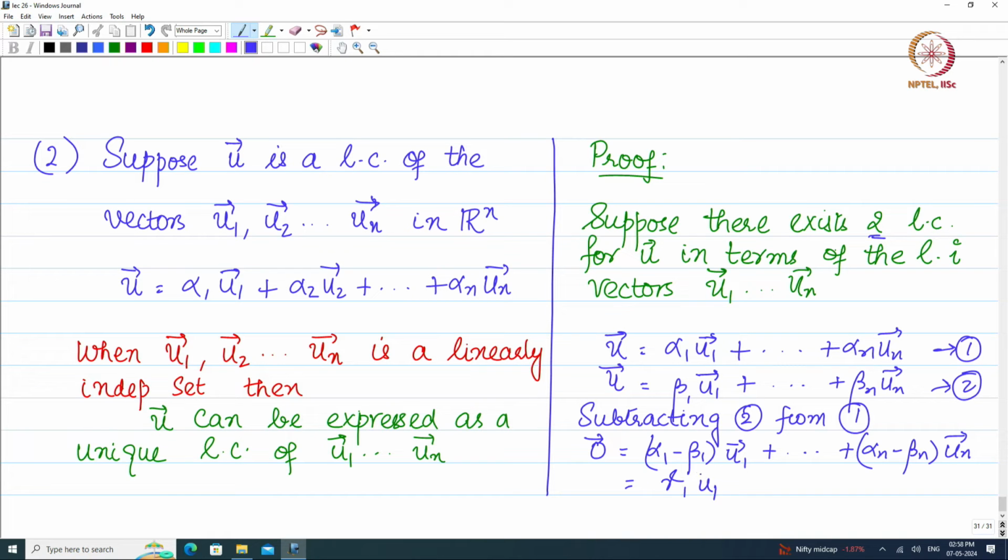gamma 1 u1 plus etc. plus gamma n un, we are going to have this. Now you see that if the set of vectors is linearly independent, the only way in which this can happen is gamma 1 is equal to 0, gamma 2 is equal to 0, gamma n is equal to 0, all gammas equal to 0. But in this case, since alpha 1 is different from beta 1, the combination is going to give a gamma 1 which is a non-zero scalar. Therefore, this becomes a contradiction to our assumption that it is a linearly independent set.